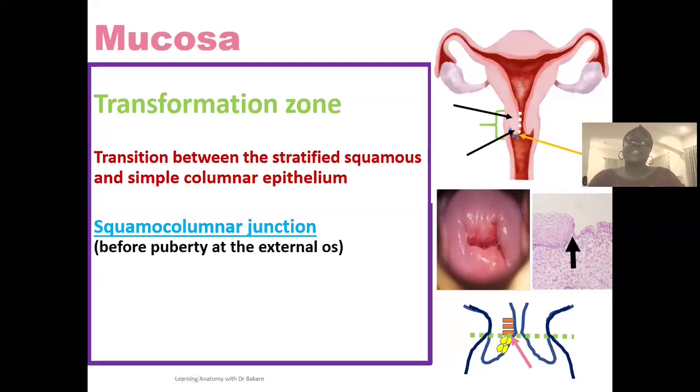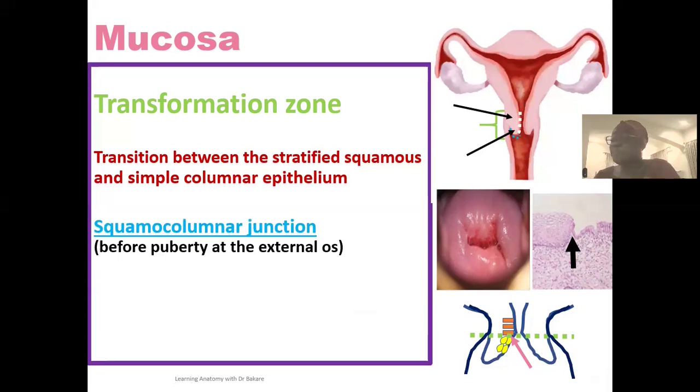We say that the transformation zone is a point or region where the stratified squamous epithelium is transformed into a simple columnar type of epithelium. This region is also referred to as the squamocolumnar junction. If you break down the name, it is a junction where we have a squamous type of epithelium and a columnar type of epithelium. So this junction is what is referred to as the squamocolumnar junction.